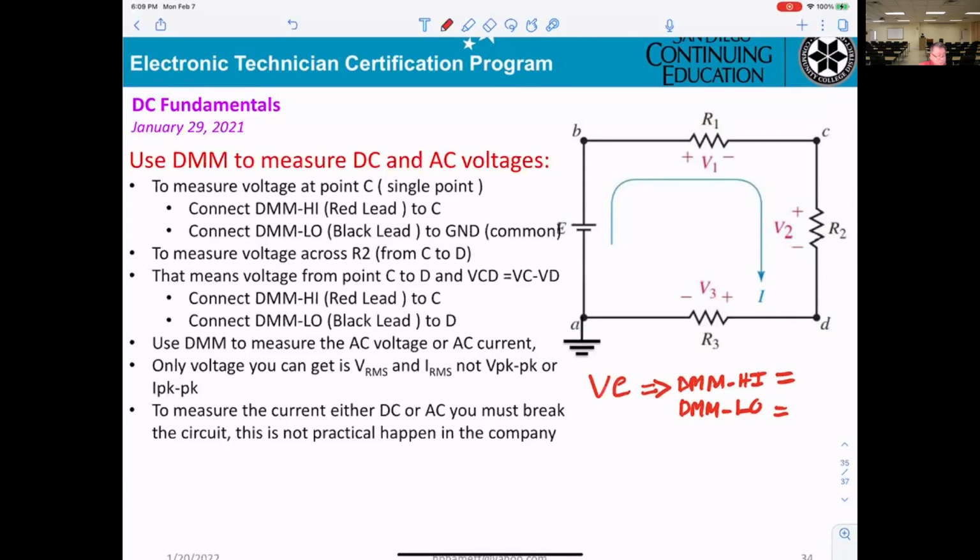If I give you the meter, and I'm telling you, okay, I want to measure the VC, now how do we connect it using the DMM? Where does the high side of the DMM connect to? DMM high to C, point C. Point C, correct. DMM low to ground. Exactly.